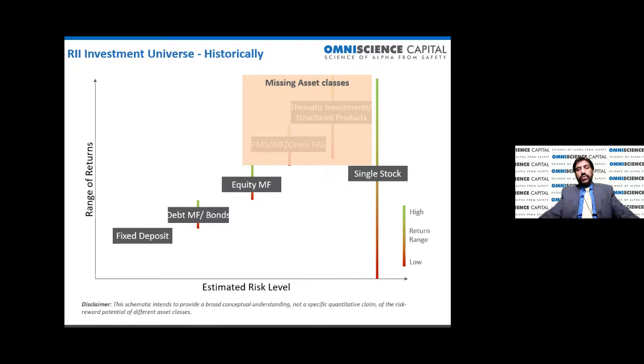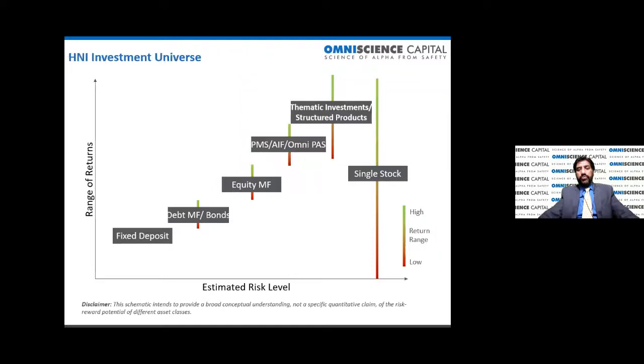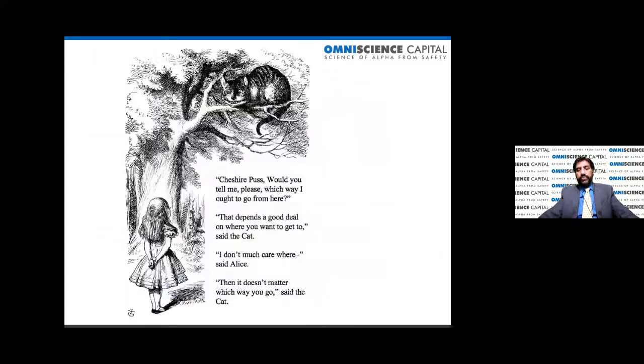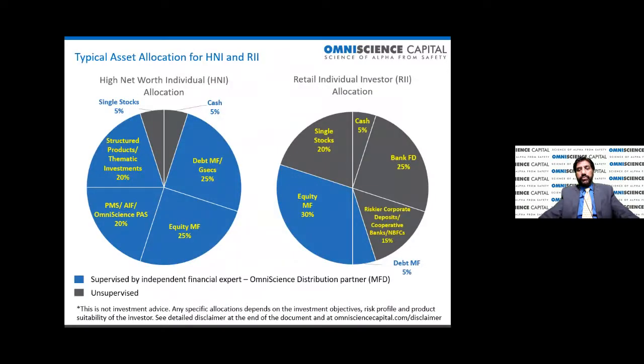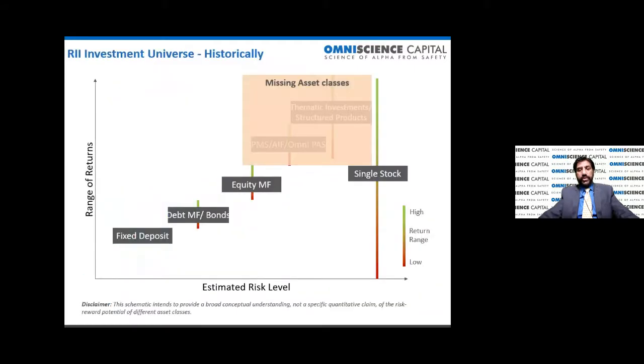This is how historically, and so far, the RIA investment universe looks. So you have fixed deposits, you have corporate debt funds and bonds, and you have equity mutual funds. And yes, you can do single stocks directly. What is missing is PMS, AIF style portfolios, and definitely missing is thematic investments. So these two asset classes are missing. And so it's no surprise that the portfolio looks like this. Okay, it's not a surprise. But there are other reasons why the portfolio looks like that as well.